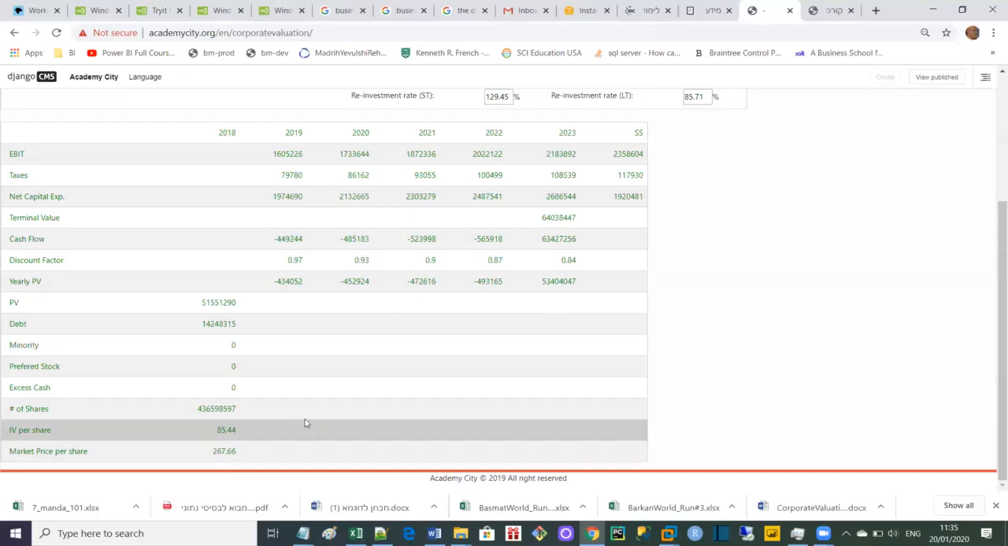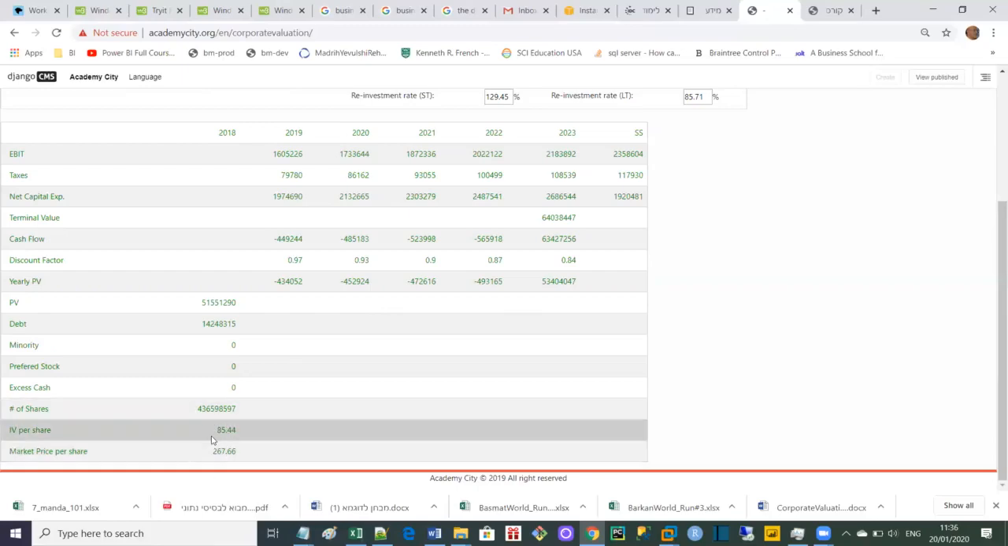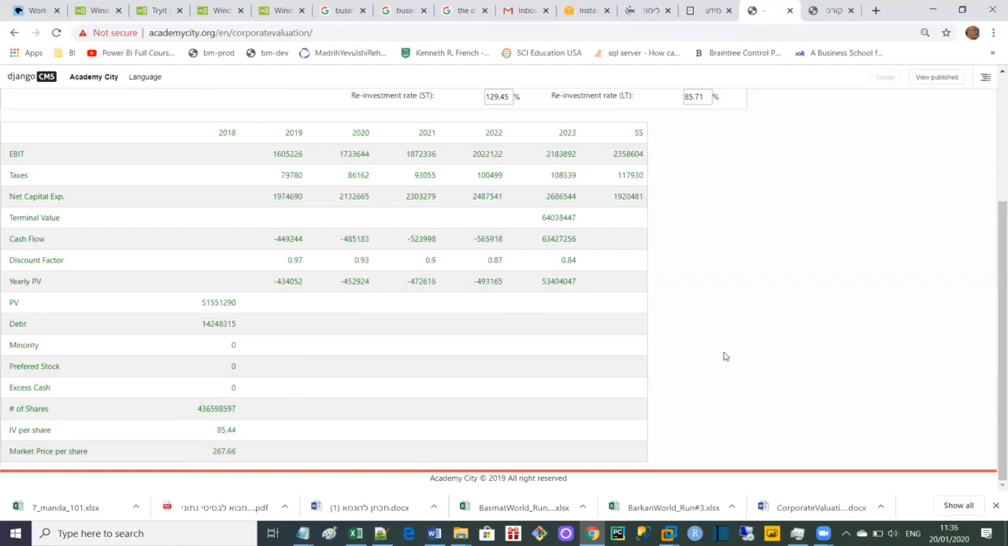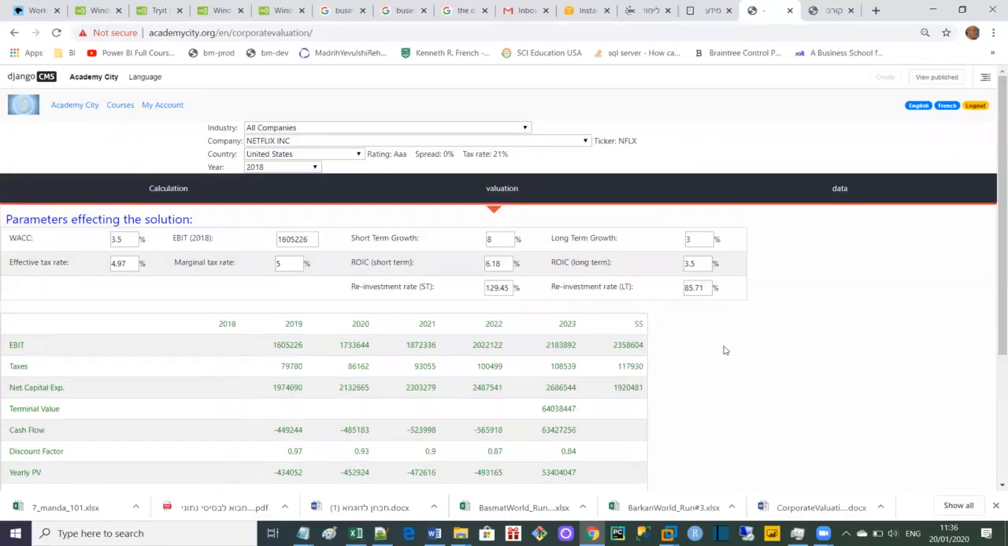This is a really excellent example to see how the value at which the company is being traded is much above what we see by intrinsic valuation. I hope this has really helped you to know what to do in your paper, and good luck.